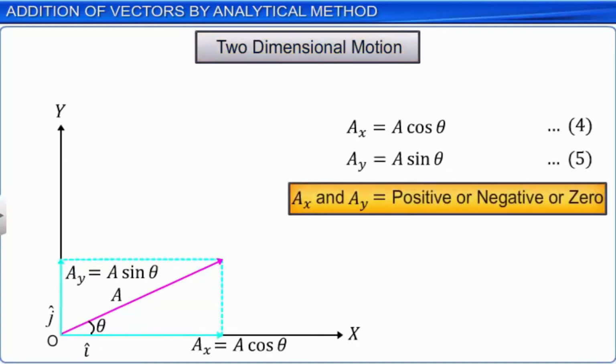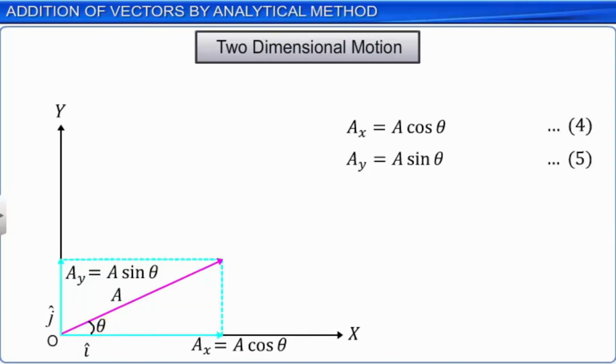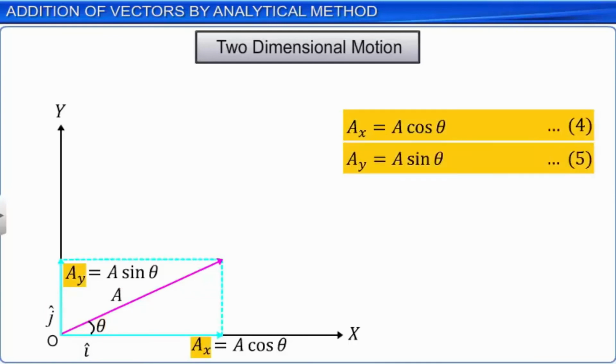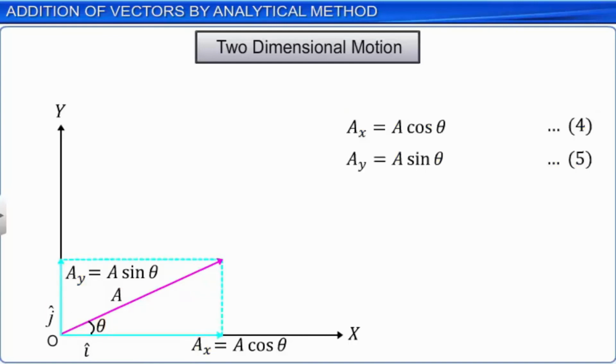A can be specified by its magnitude and theta, or its two components Ax and Ay. When A and theta are given, Ax and Ay can be determined using equations 4 and 5. When Ax and Ay are given, you can find A and theta as shown here. Now, let us solve a simple problem to understand the procedure associated with this method.